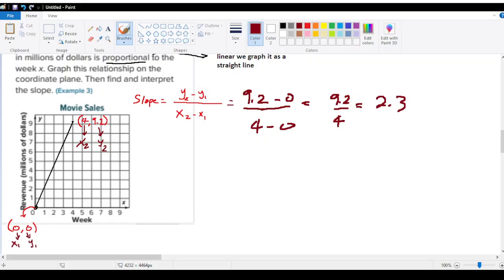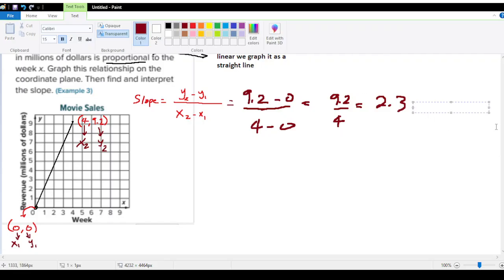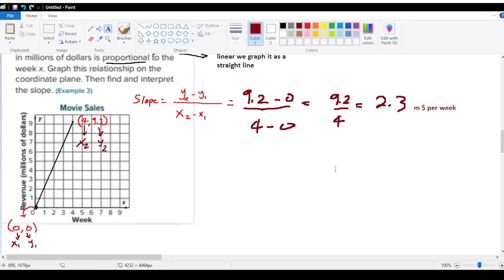Can you tell me what's the unit here? It's 2.3, dollars. No, it's not dollars. Millions of dollars per week. Good. Find, interpret the slope.